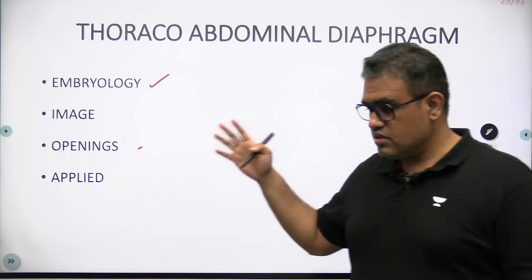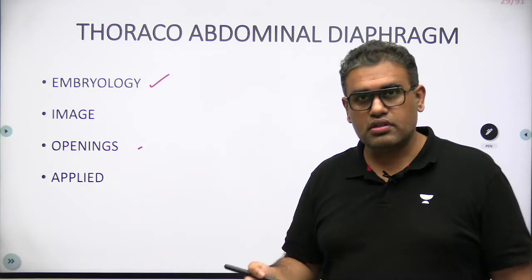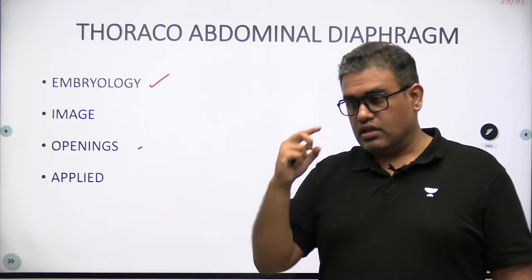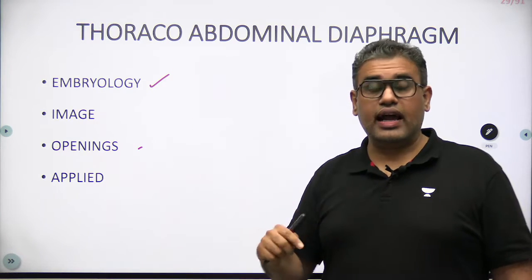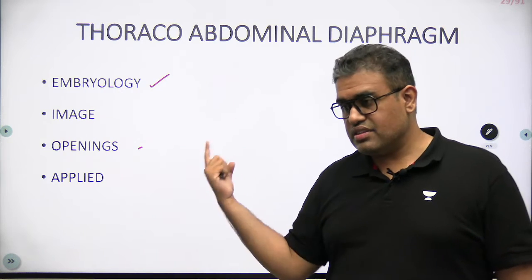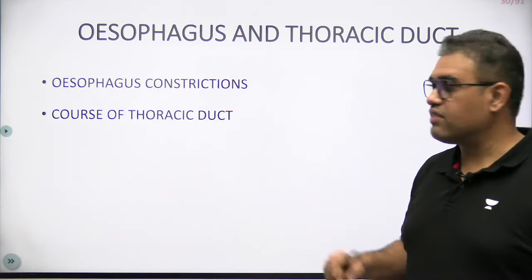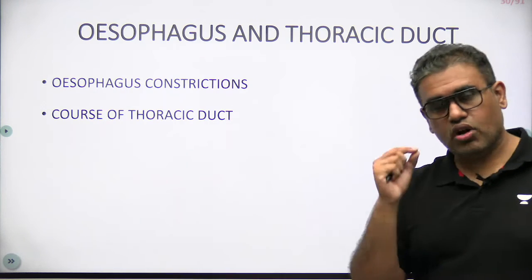Then you would realize the use of it, like from where the aorta comes down, what passes along with the aorta, where the esophagus comes down, where hiatus hernia occurs, where the IVC is going, and the relation of the IVC with the liver and the diaphragm. Very, very important things are there. So the diaphragm topic, esophagus, thoracic duct is small but important.